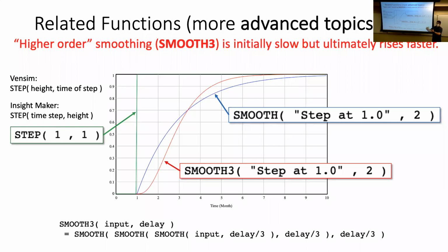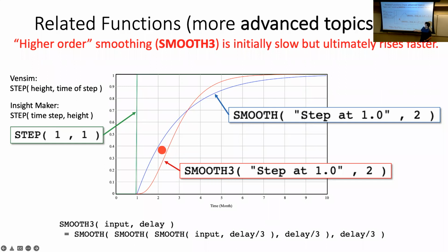What I mean by a higher order smoothing function is, imagine chaining together smoothing functions where, if I want to chain 3 of them together, each little smoothing function is going to have delay divided by 3. So the average delay will end up being the same for the whole system. But because they're chained together, the shape is going to be a little bit different here. So this blue curve is the standard smooth that we've already learned. That's kind of a toilet tank example.